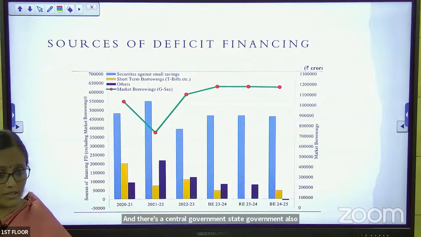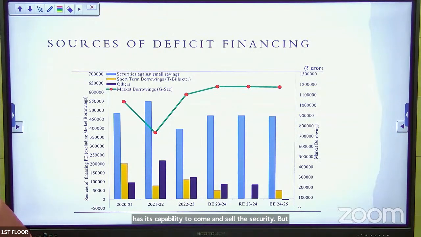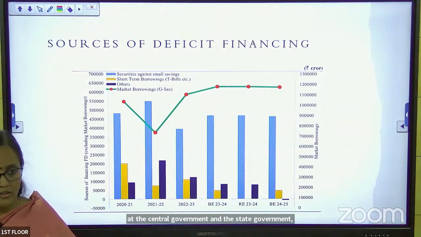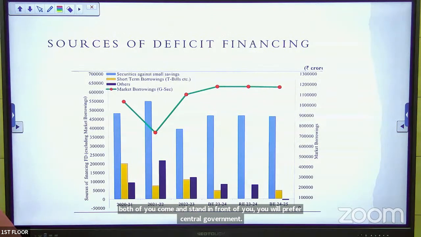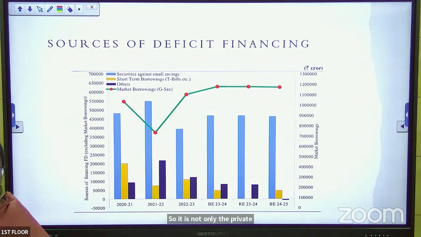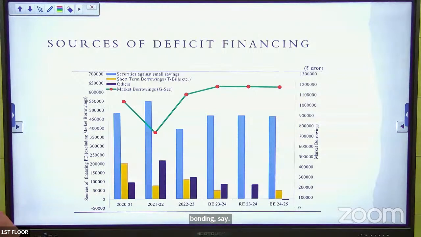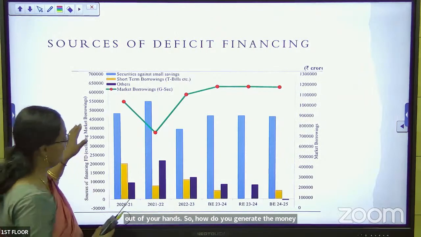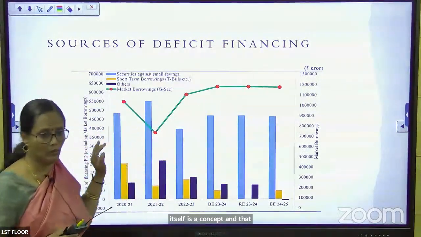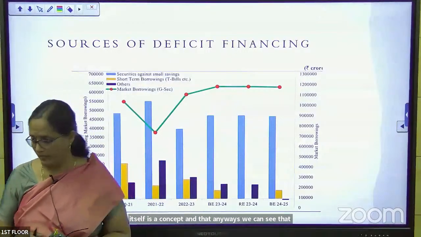But if the central government and the state government both come and stand in front of you, you will prefer central government. So it is not only the private sector which is taking a toll, also the state government has to space out the bond sale in such a way that they will be able to take the savings out of your hand. So how you generate the money itself is a concept, and we can see one major direct way and another indirect way.